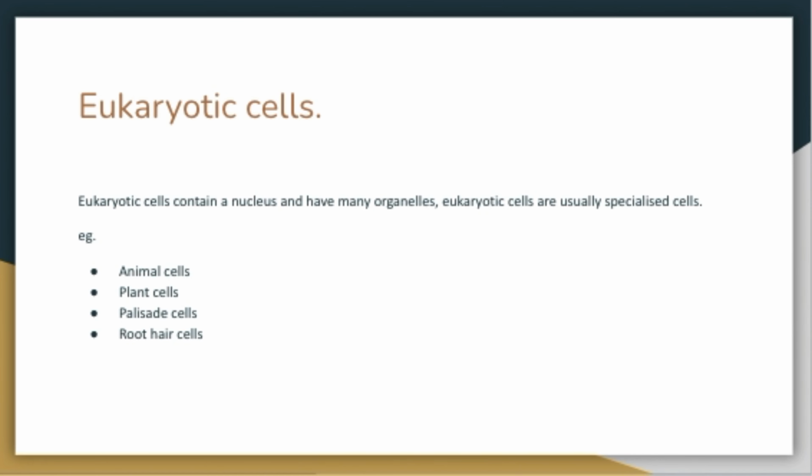The most common of the two types of cells are eukaryotic cells. These cells always contain a nucleus and have many more organelles than prokaryotic cells. These types of cells are usually specialized. There are many examples of these, such as animal cells and plant cells. Humans are classified as eukaryotic.